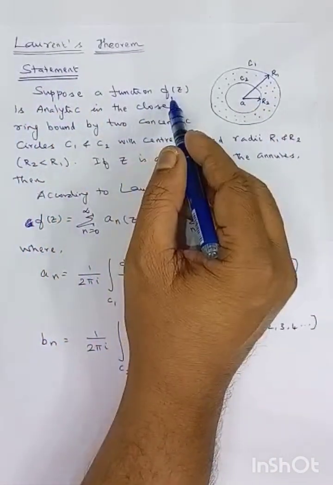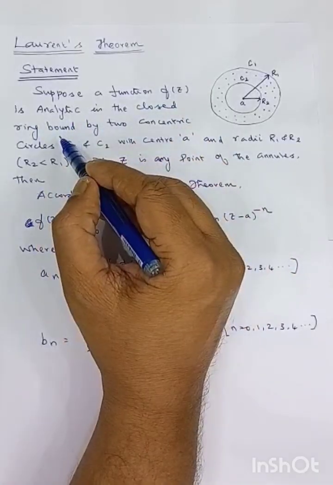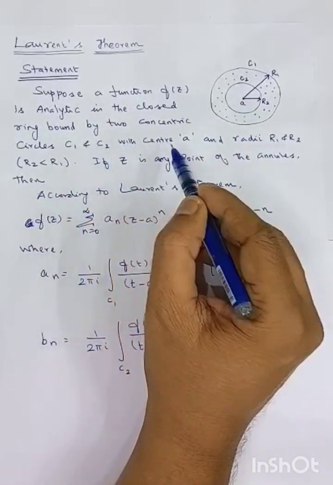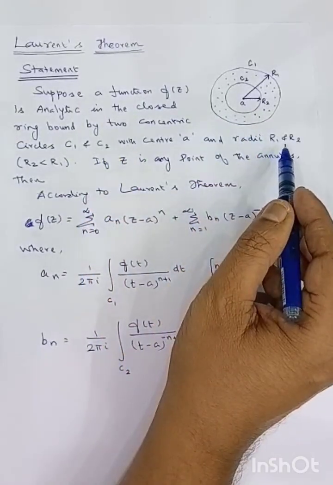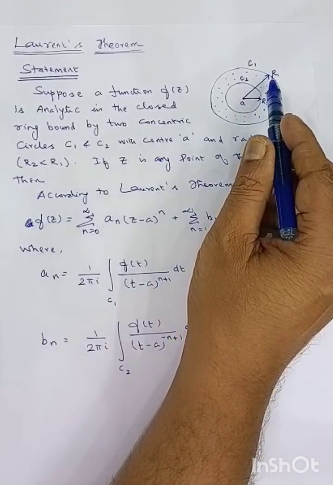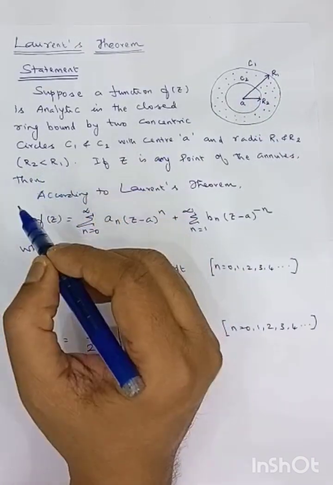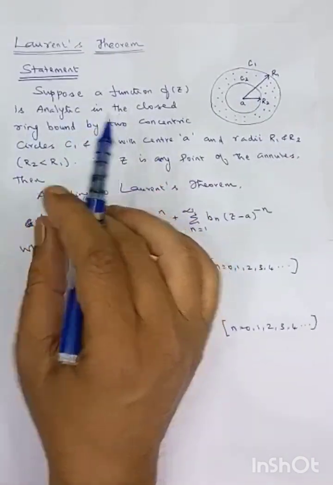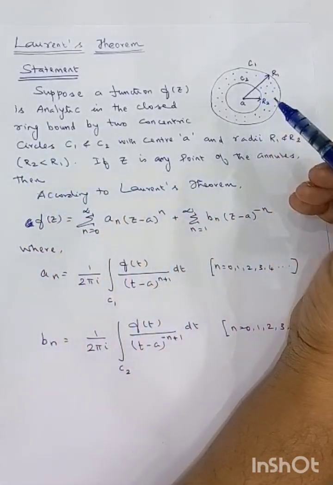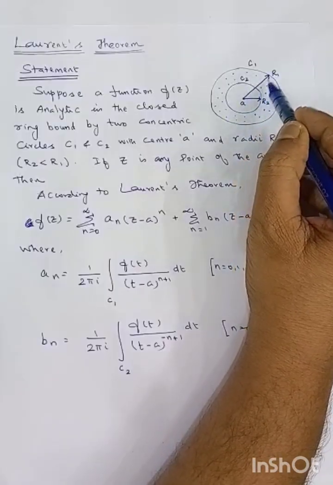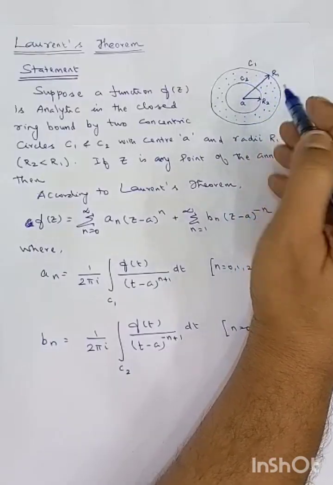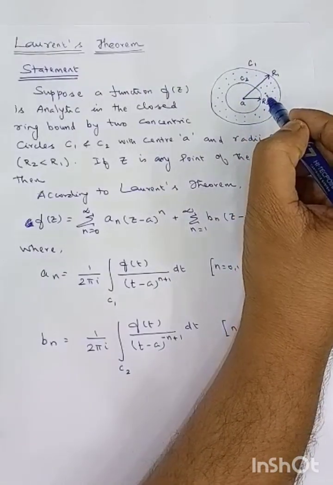Suppose a function f of z is analytic in the closed ring bound by two concentric circles C1 and C2 with center A and radii R1 and R2, where R2 is less than R1. Okay, this is the statement. What will happen if z is any point in the annulus? Annulus means the space between the two circles. So if we take a point z anywhere, what will be its value?